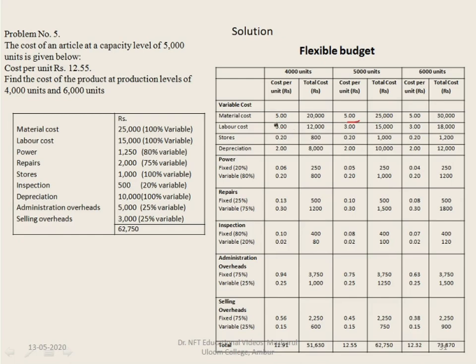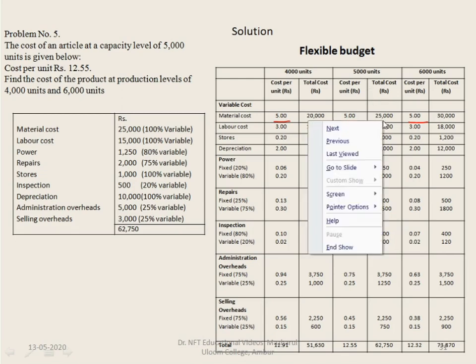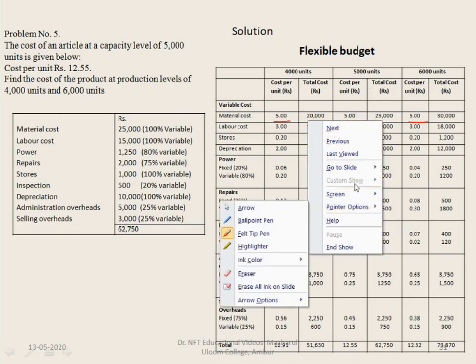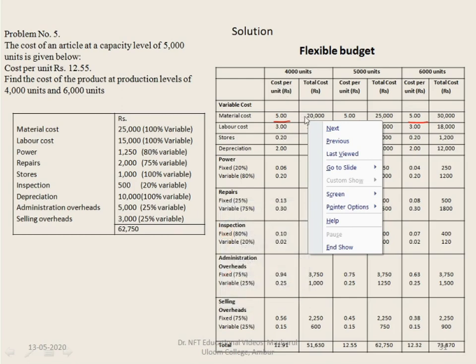5 rupees is the per unit cost, which remains constant for variable cost. See, 5 rupees is common. 5 into 6,000 is 30,000. 5 into 5,000 is 25,000 and 5 into 4,000 is 20,000.